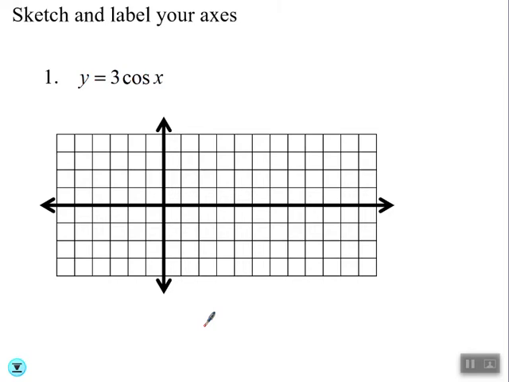First, let's take a look at how the amplitude affects the graph of our functions. Here we have y equals 3 cosine of x. First, let's write down what our amplitude, period, and quarter period are. Our amplitude is 3. Our period is 2 pi divided by b. B is the coefficient of x, which is 1, so our period is just 2 pi. And then our quarter period is the period divided by 4, which would be 2 pi over 4, which simplifies to pi over 2.